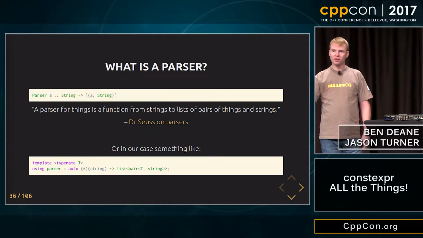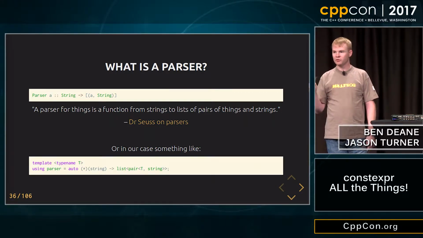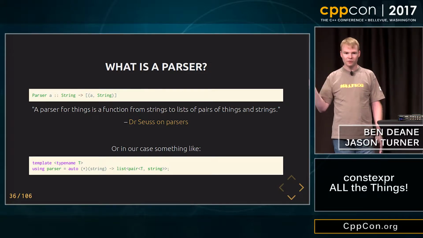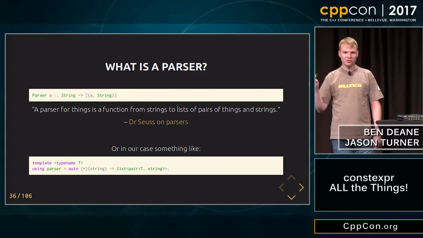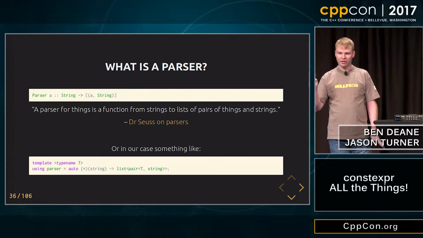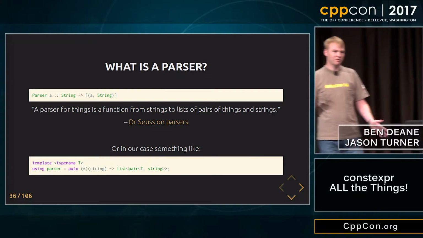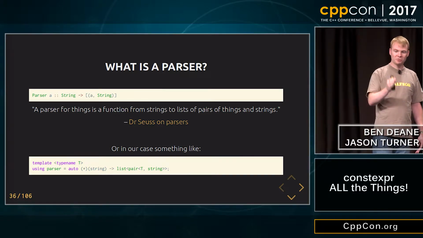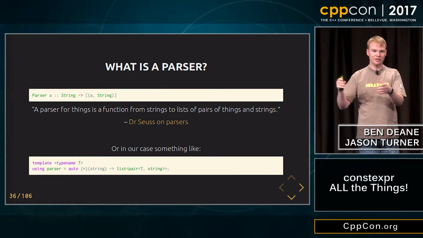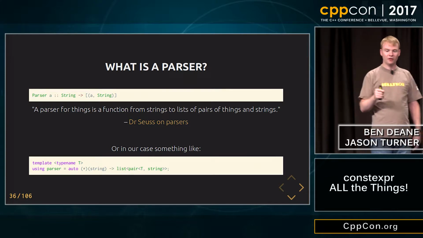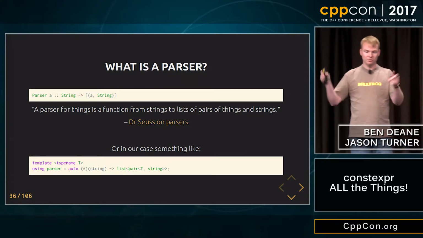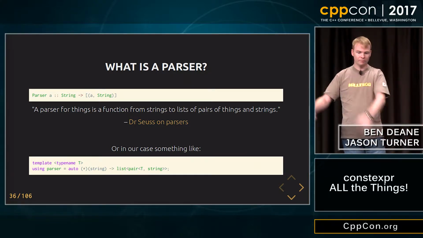So at the top here, you can see I put a Haskell function signature, and you'll see in a few slides coming, you'll see the odd Haskell function signature. If you can read it, great. Haskell's a great language just for specifying function signatures. But this just means the type of a parser of A, and A is like our template parameter, is a function from string to list of pair of A and string.